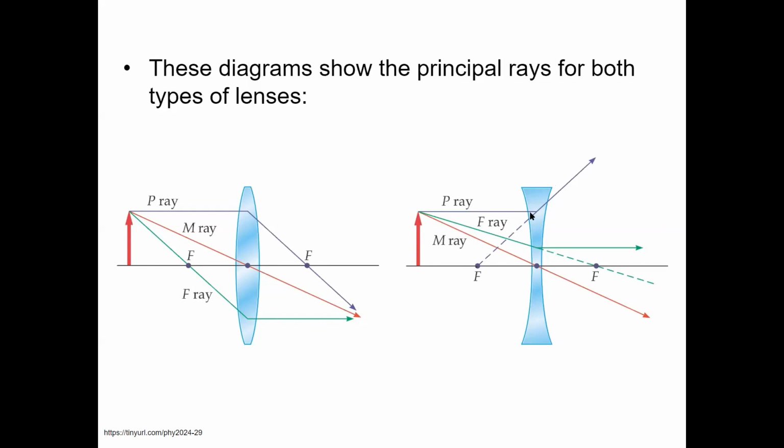You can use a parallel ray, which appears to be coming out of the focal point on the other side, so it diverges in that fashion. A focal ray, drawn as if going through the focal point, will come back parallel, or be deflected parallel. And then a mid ray.